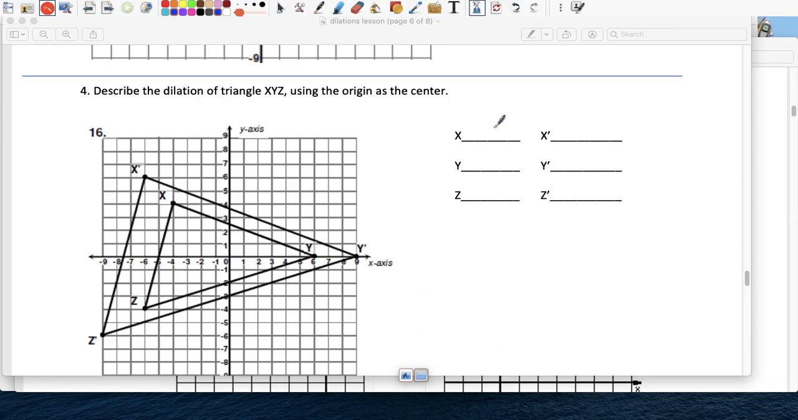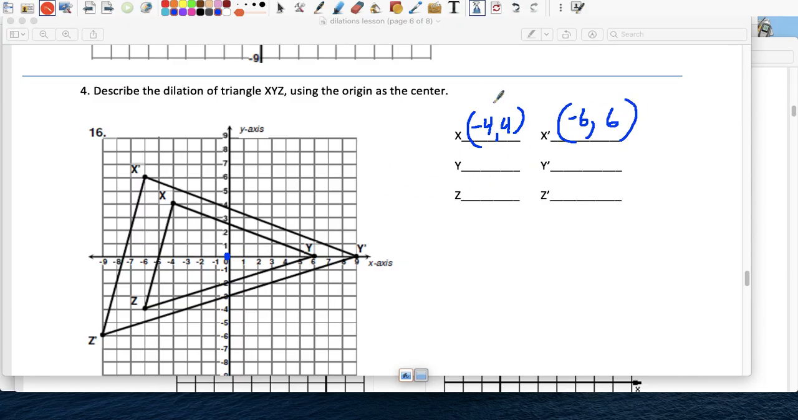Let's take a look at this one. X, Y, and Z. X, let's start with X. So X prime is 4 and 4, -4, comma 4. So to go to X, and here's my center of dilation, so it's from 0, I take 4 steps to the left and 4 up. Good, that's very good. To go to its dilated point, it's going to be -6 and 6 up.